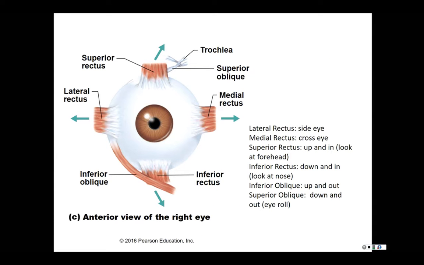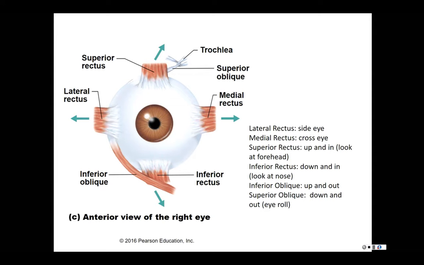So you've got superior rectus up here, inferior rectus down here, lateral and medial rectus. The superior oblique is this one right here that you can't really see. It's kind of tucked here, and the inferior oblique is here. And I've got written for you down on this slide how each of these muscles act on the eye. So the lateral rectus pulls the eye to the lateral side of the face.